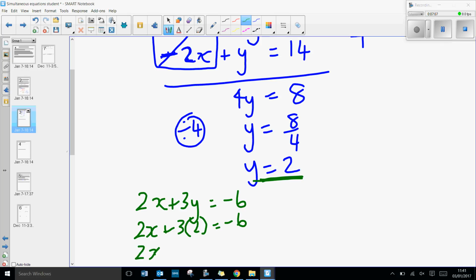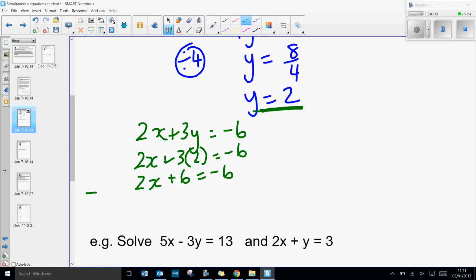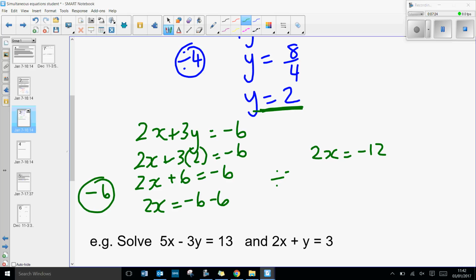2x plus 6 equals negative 6. So we need to subtract 6 from both sides. So we get 2x equals negative 6, take away 6. So 2x equals negative 12. Now we're going to divide both sides by 2. X equals negative 12 divided by 2, which is negative 6. So there's our two solutions. X equals negative 6 and y equals 2.